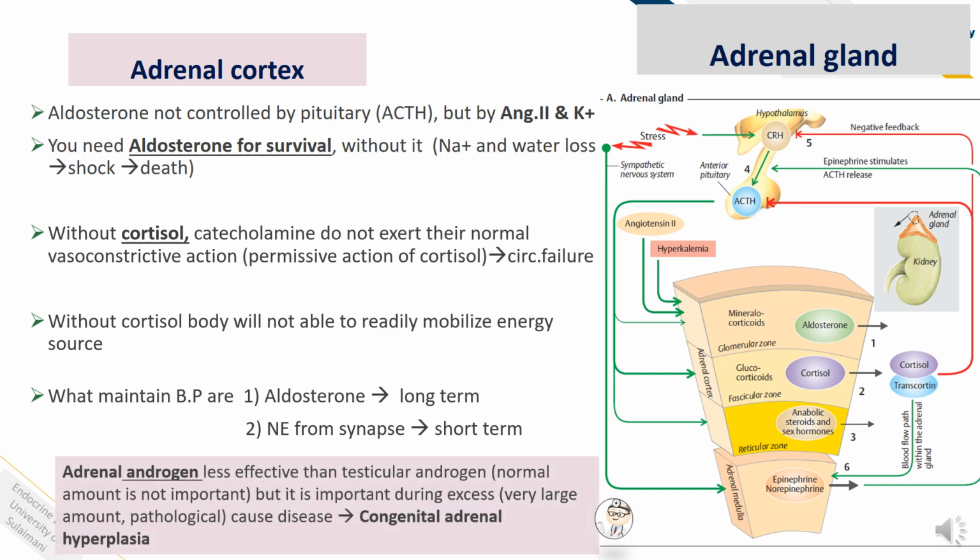Adrenal androgen is less effective than testicular androgen. In normal amounts it is not so important, but when its level increases and it is released in very large amounts, it becomes pathological. Then it is very important to be diagnosed and treated, because it leads to congenital adrenal hyperplasia. You'll take it later. What problem happened to these patients?